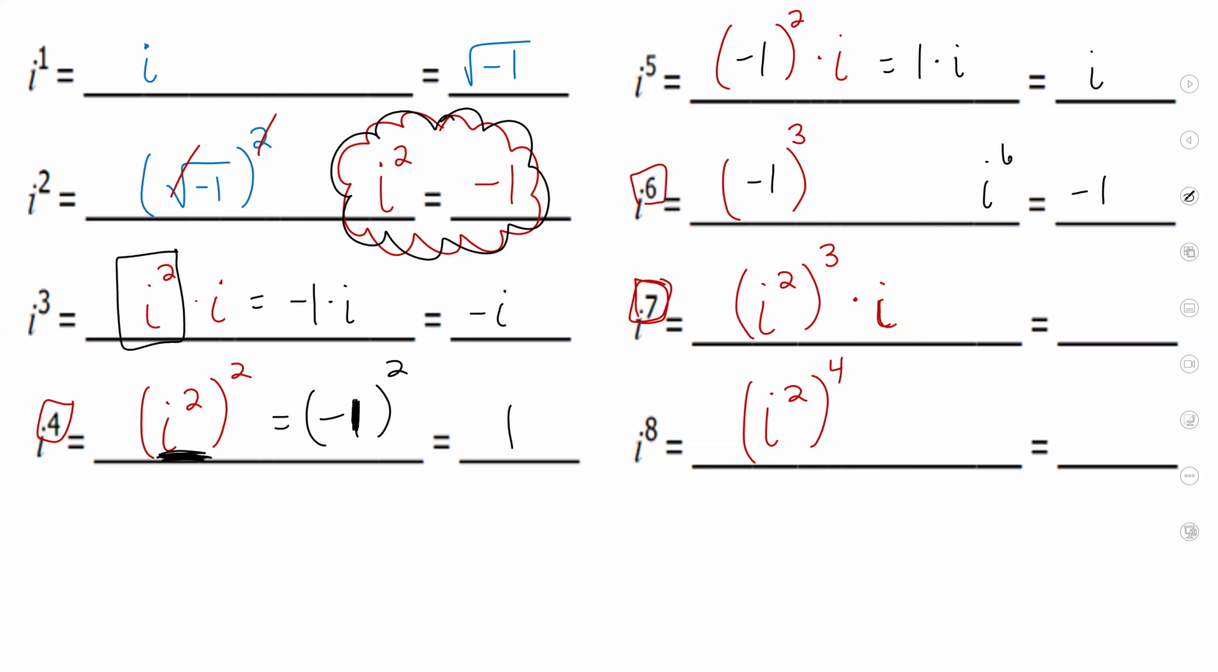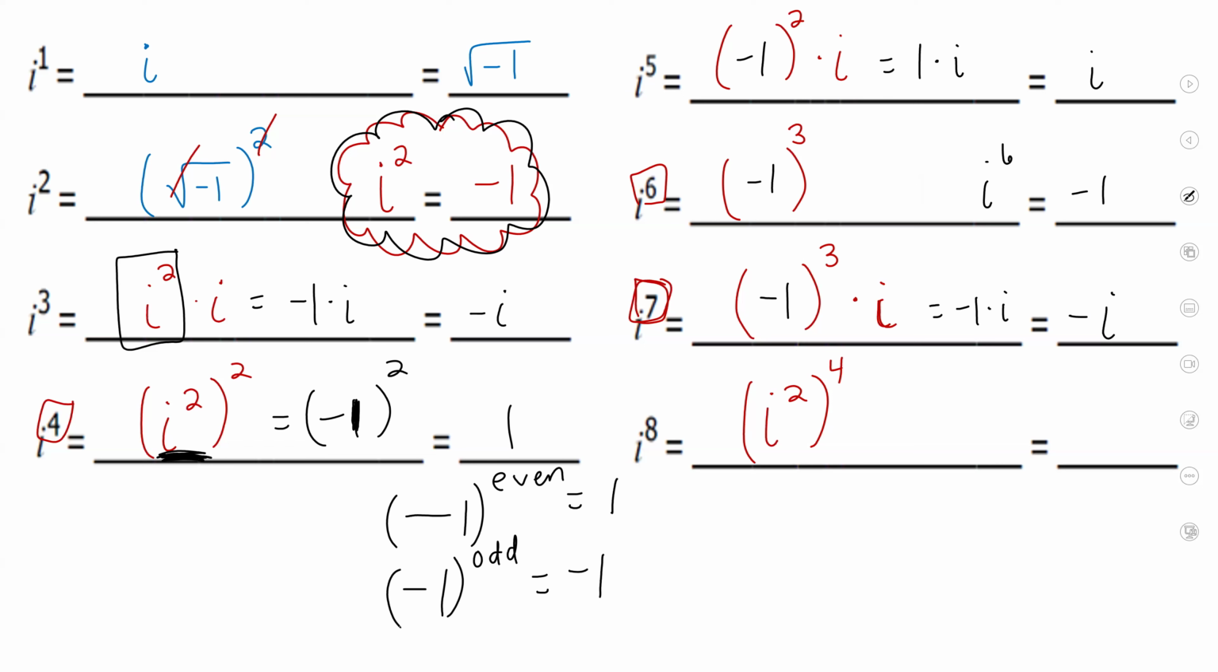Okay, let's try it again. i squared is just negative 1. Negative 1 cubed is negative 1, times i is negative i. Let me show you a quick trick. When you have negative 1 to an even power, it's going to be 1. When you have negative 1 to an odd power, it's going to be negative 1. Please write that down. Negative 1 to an even power is going to be 1. Negative 1 to an odd power is going to be negative 1. You're going to want to memorize that.